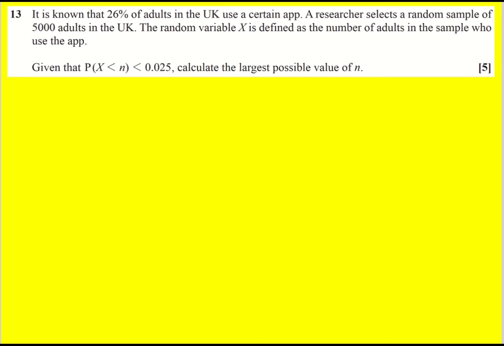It's known that 26% of adults in the UK use a certain app. A researcher selects a random sample of 5,000 adults in the UK, and the random variable x is defined as the number of adults in the sample who use the app.